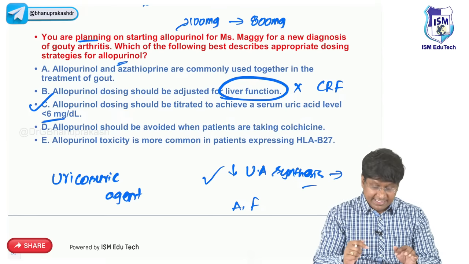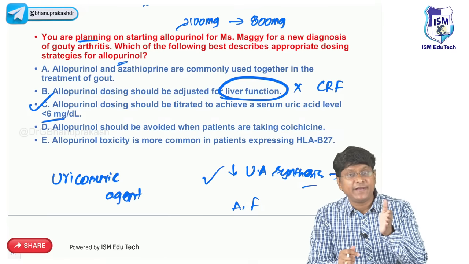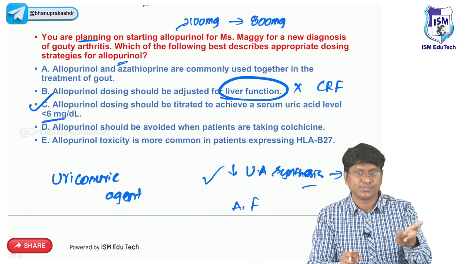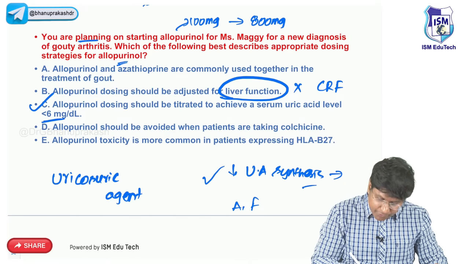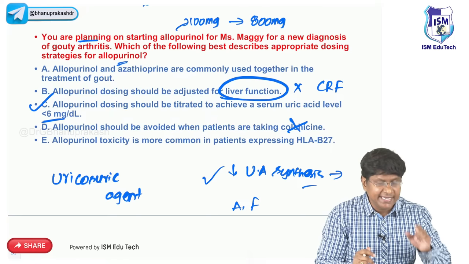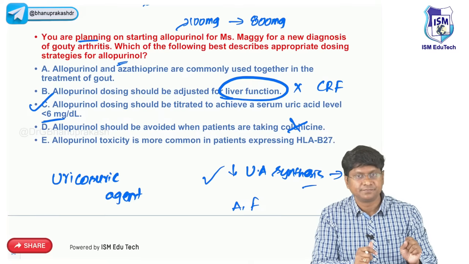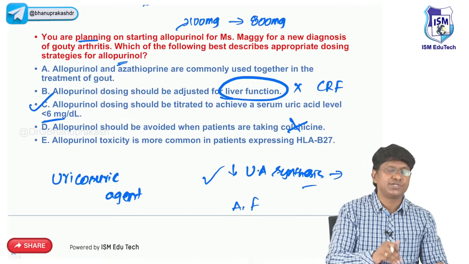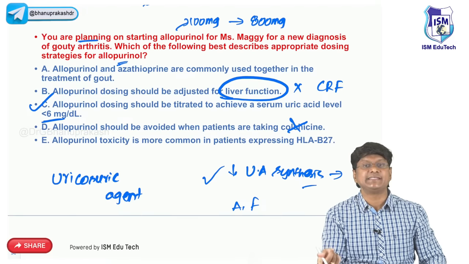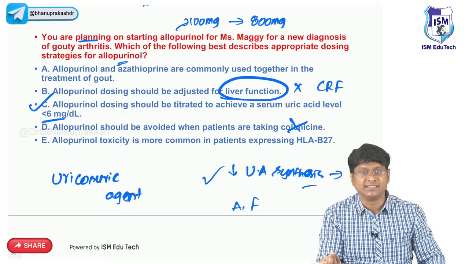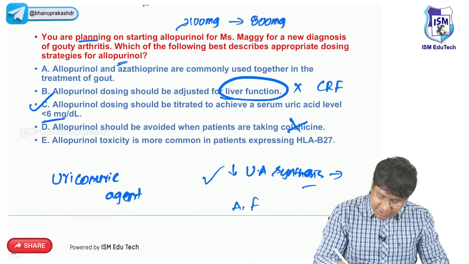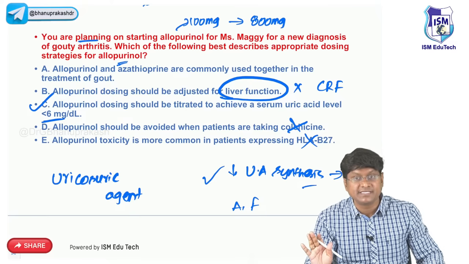Okay, now the toxicity of allopurinol has been recognized increasingly in patients who use thiazide diuretics, right? Not so, allopurinol should be avoided when patients are taking colchicine, no problem. Colchicine can be given in acute form. In acute gouty arthritis, we give colchicine, right? We give colchicine, and along with this colchicine, you can add allopurinol. But the only thing is, along with the allopurinol, you cannot add thiazide diuretics. You cannot add penicillins. You cannot add ampicillin. Okay. And allopurinol toxicity is more common in patients expressing HLA-B27 is a wrong statement.